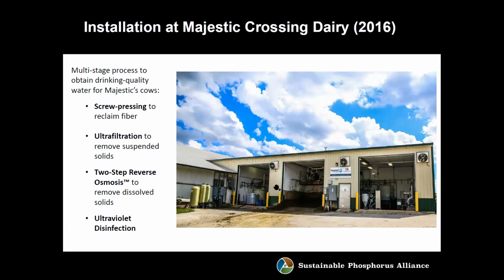So I want to tell you a little bit about one of the installations we already have, just to kind of show you some pictures and tell you a little bit about how the technology works. This is Majestic Crossing Dairy. We installed this system a couple years ago in Sheboygan Falls, Wisconsin.